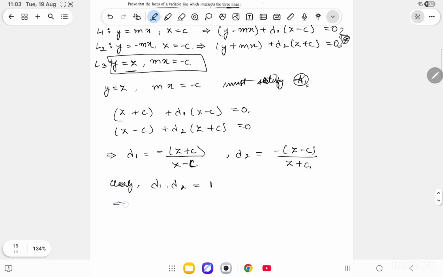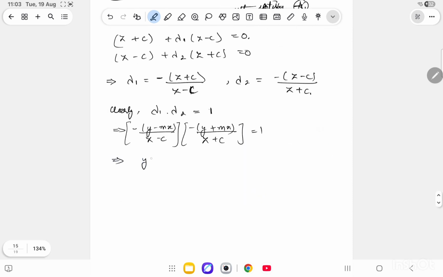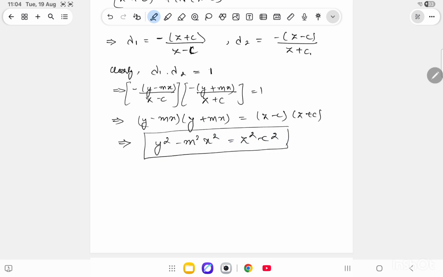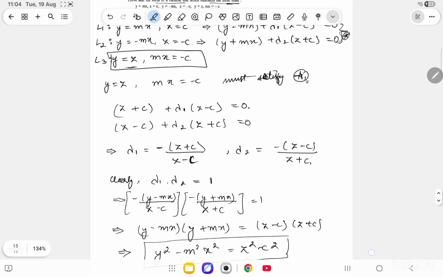So my lambda 1 is minus of y minus mx upon z minus c, and my lambda 2 is minus of y plus mx upon z plus c, and the product equals 1. So if I simplify it, I'll get y minus mx into y plus mx equals to z minus c into z plus c. If I further simplify it, I'll get y square minus m square x square equals to z square minus c square, and this is the exact surface which we were supposed to prove.